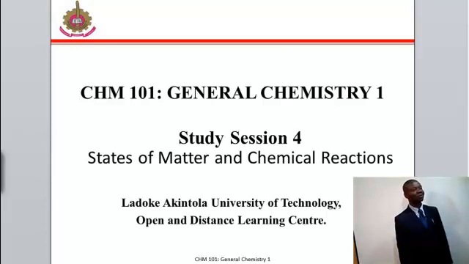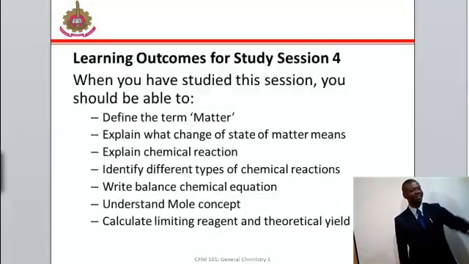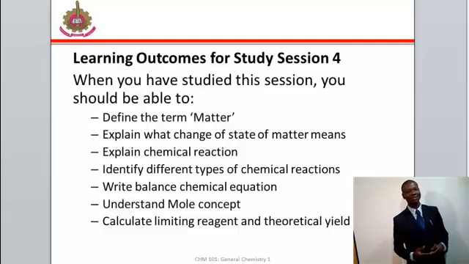The learning outcomes for this study section 4 are as follows. Define the term matter. Explain what change of state of matter means. Explain chemical reaction. Identify different types of chemical reactions. Write balanced chemical equations. Understand mole concepts. Calculate limiting reagent and theoretical yield.